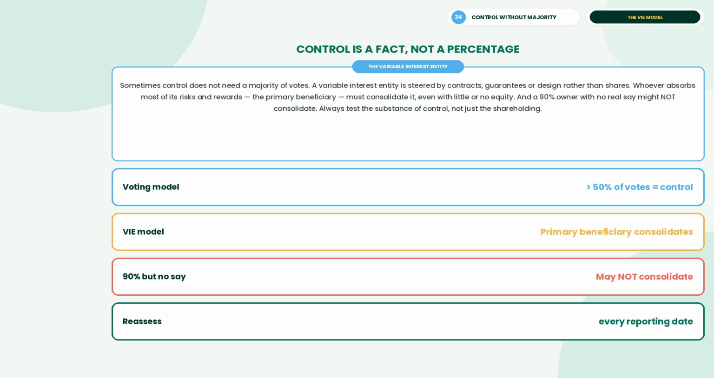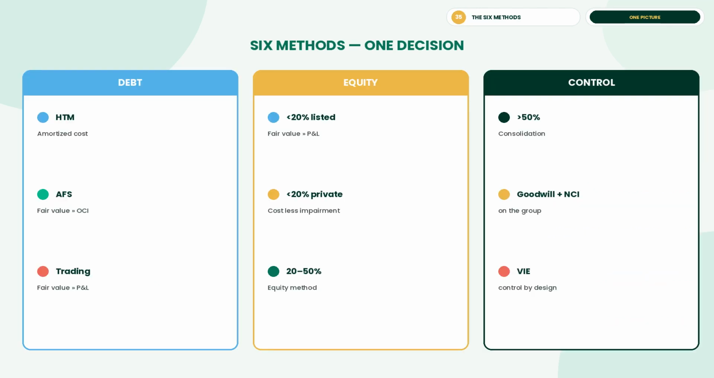Put the full investment map together. Debt accounting follows the instrument and management's intent. A passive equity stake follows fair value or an allowed cost-based approach. Significant influence uses the equity method. Control uses consolidation, with goodwill and NCI. A variable interest structure can also require consolidation because control arises by design. One decision governs every method: identify the economic power and exposure before choosing the accounting label.